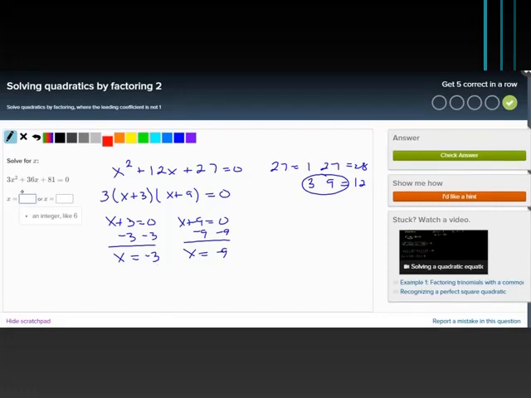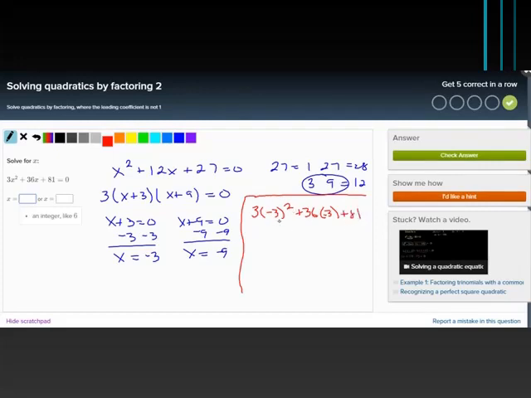I'm going to plug this back into my original problem, not the one that I got here. Always plug it back into your original problem to make sure that you're actually doing the steps correct and that all your work is correct. So I'm going to do the first one. So I do 3 times negative 3 squared plus 36 times negative 3, and plus 81.